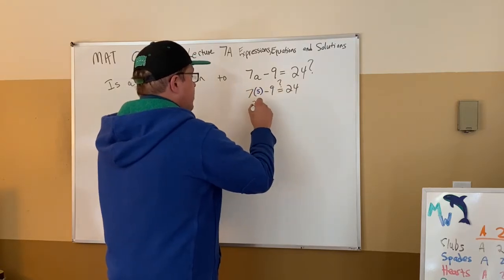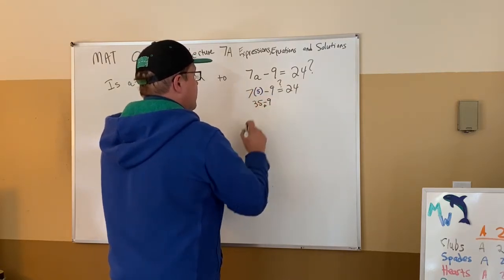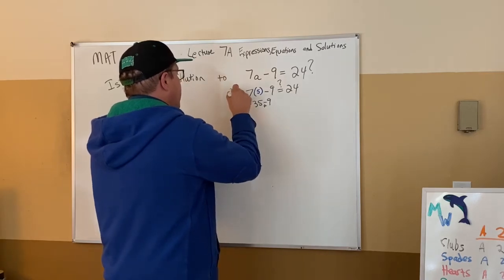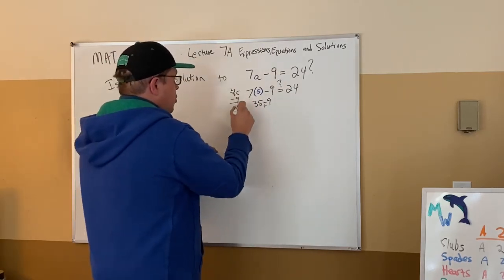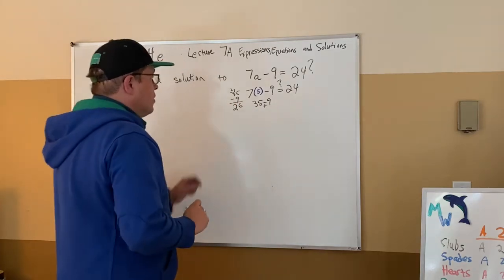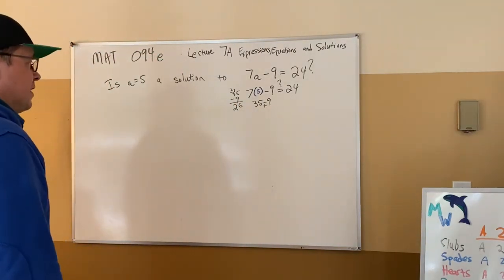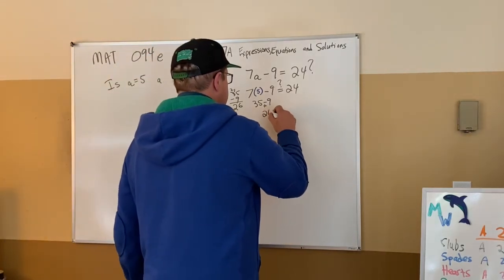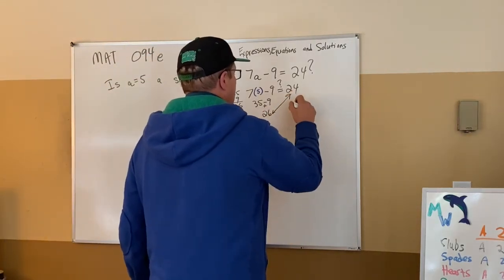7 times 5 is 35 minus 9, turn it into plus negative. We'll go over here, we'll do 35 minus 9, we'll turn it into 20 and 15. 15 minus 9, one more each gets me 6. 26. No.